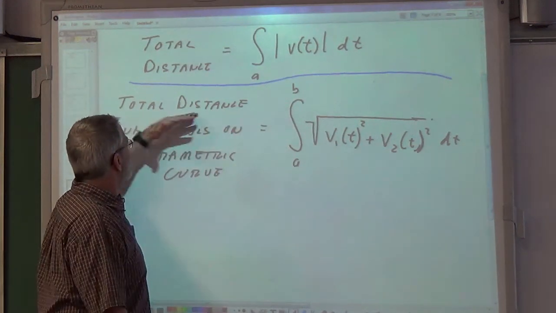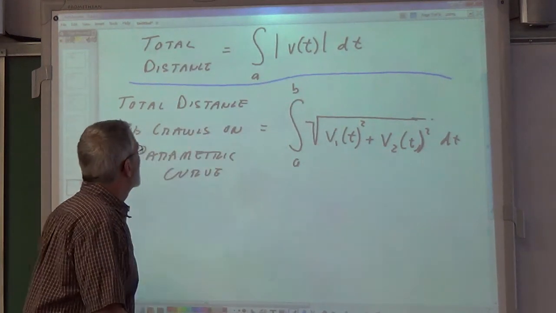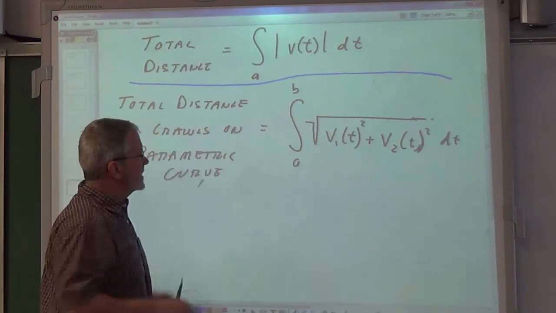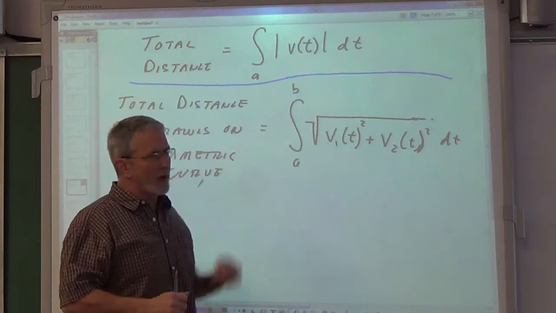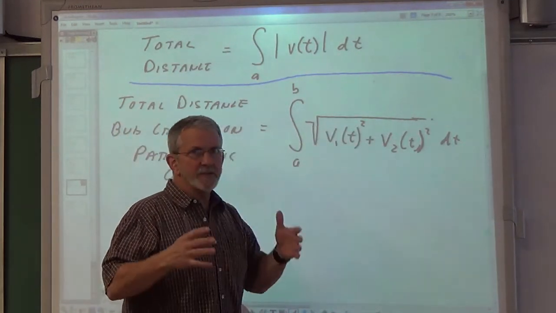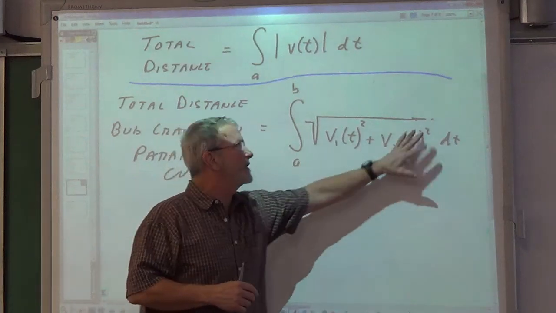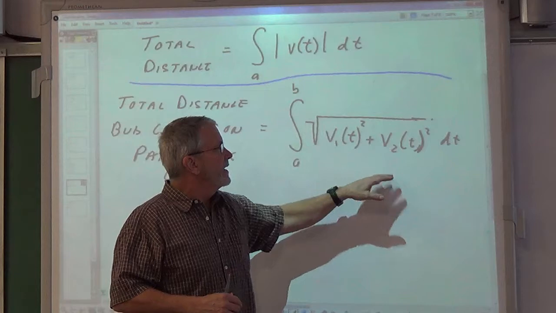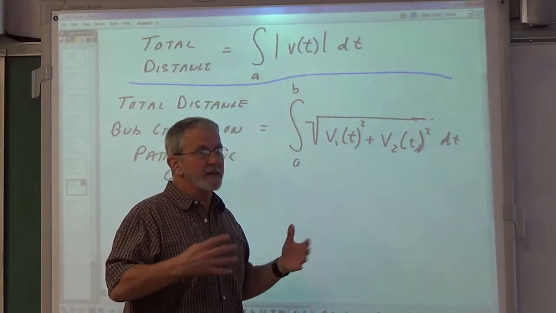The total distance a bug crawls on a parametric curve is equal to the integral from a to b of the square root of x prime at t squared plus y prime at t squared dt. This is the same formula if I had a specific vector to find the magnitude.